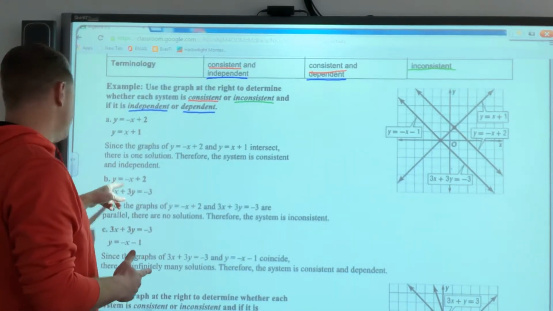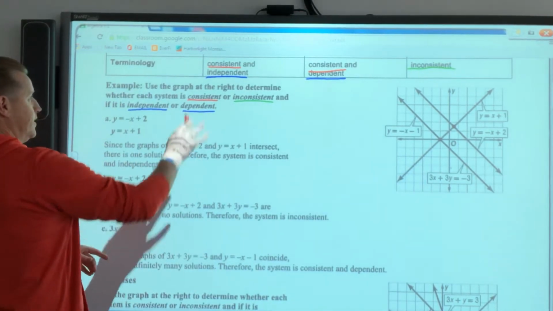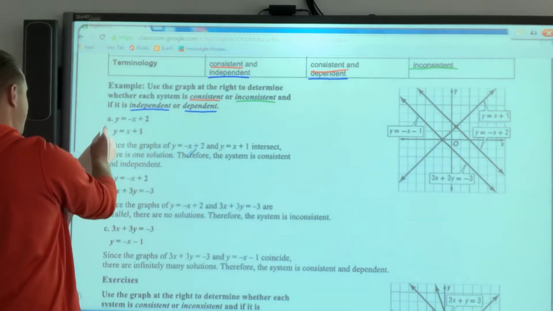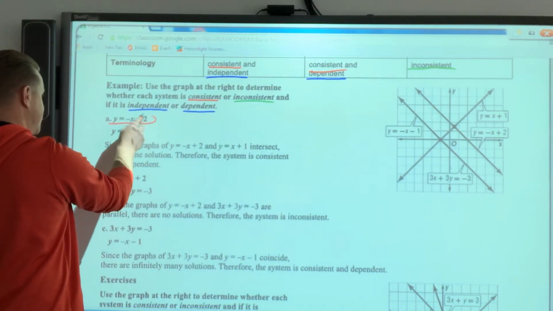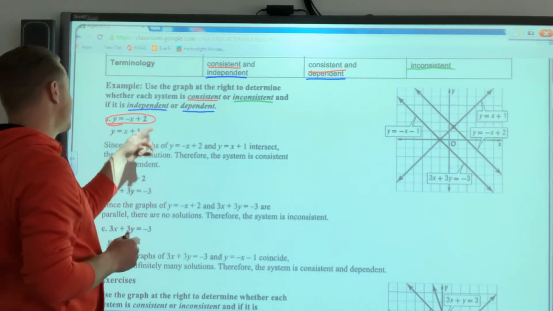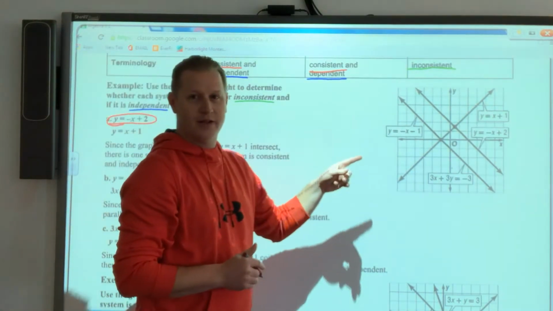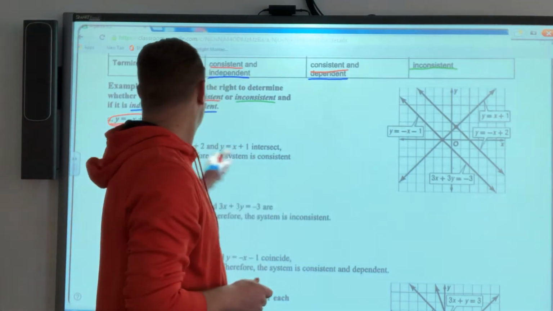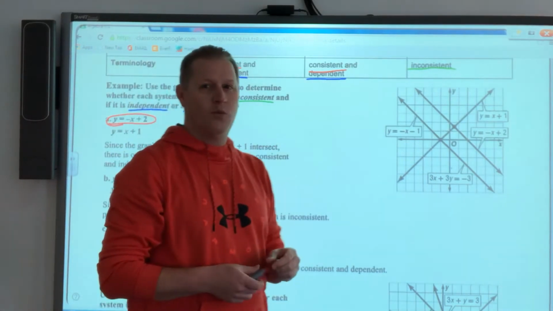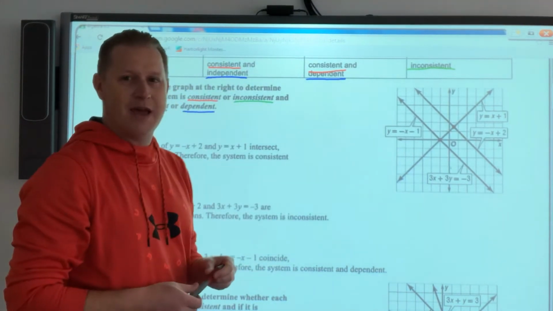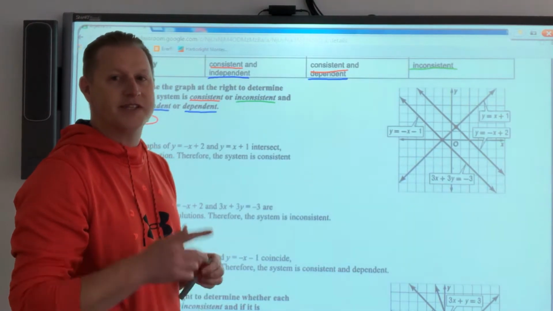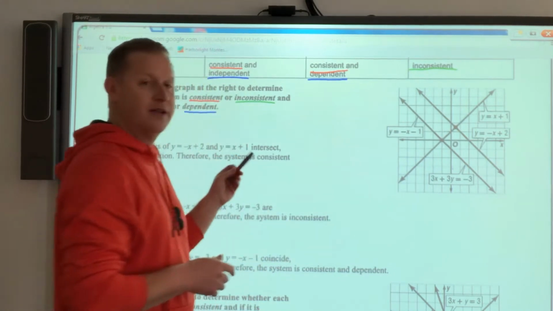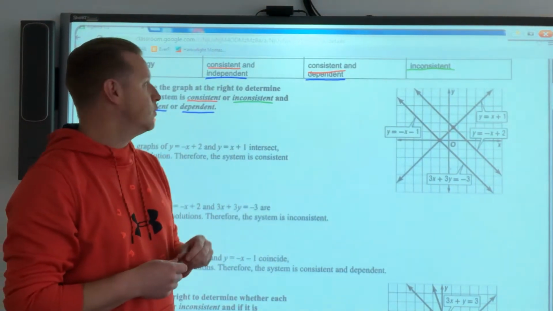Okay, let's go ahead and identify each one. Ignore the colors. These colors have nothing to do with what I've done up here. But let's look at A right here. Y equals negative x plus 2. Let's refresh ourselves on y equals mx plus b format. What is m? M is the slope. That's right, rise over run. B is the y-intercept, where it hits the y line.